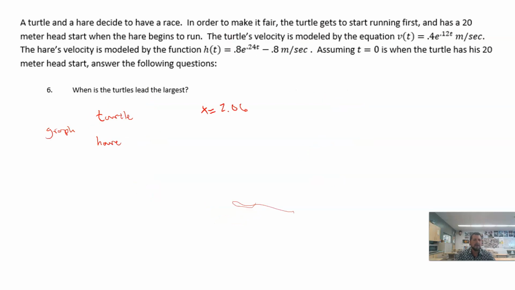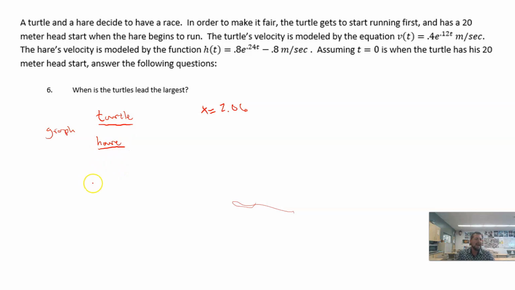Okay? Number 6, so we've got these two things racing. We've got a turtle, we've got a hare, and I want to know when the turtle's lead is the largest. In order to do that, what we have to do is graph both the turtle's velocity and the hare's velocity.